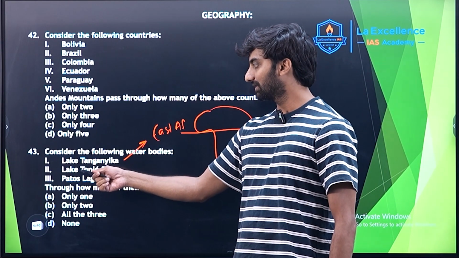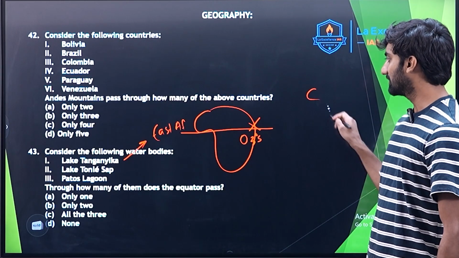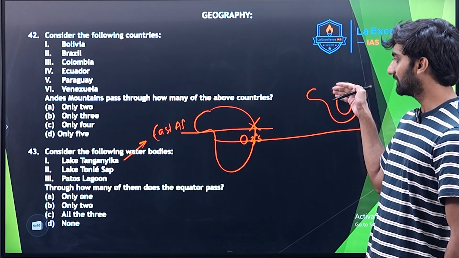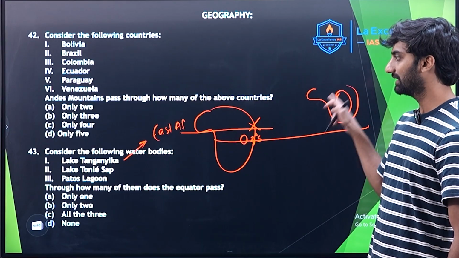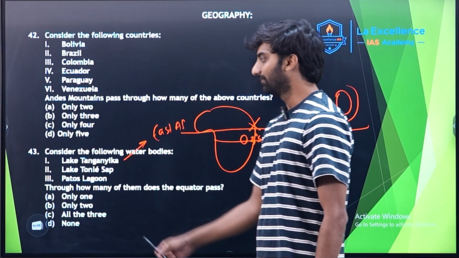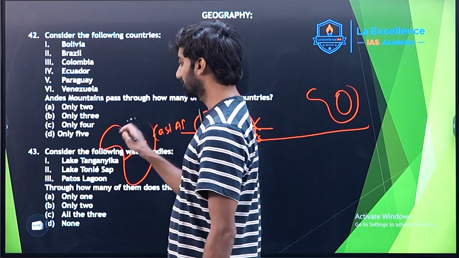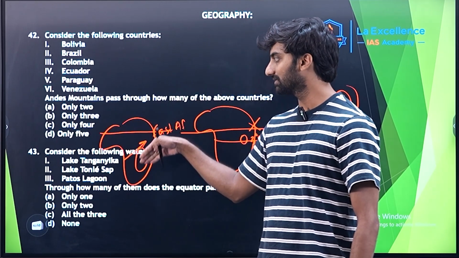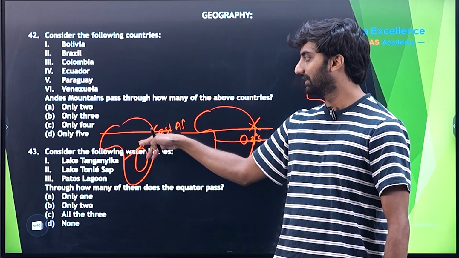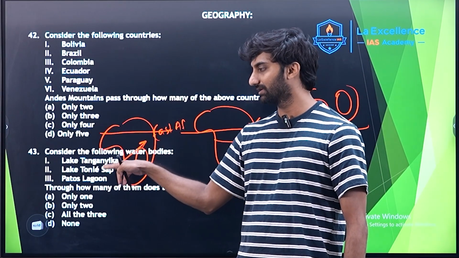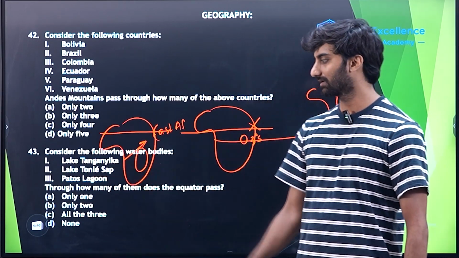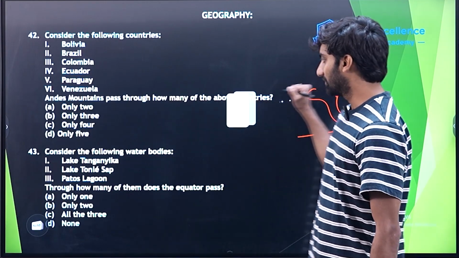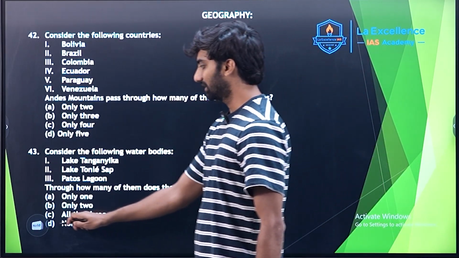Then we have second water body, Lake Tonle Sap. So this is in Southeast Asia, part of Cambodia. Southeast Asia is relatively in northern hemisphere above equator, so this lake also doesn't pass through equator. Then we have Patos Lagoon. This is in South America, Brazil region. So South America is far way down, Tropic of Capricorn passes through it. It is way down in southern hemisphere, so equator also doesn't pass through this water body. So answer would be none. So none of the water body passes through equator, D.